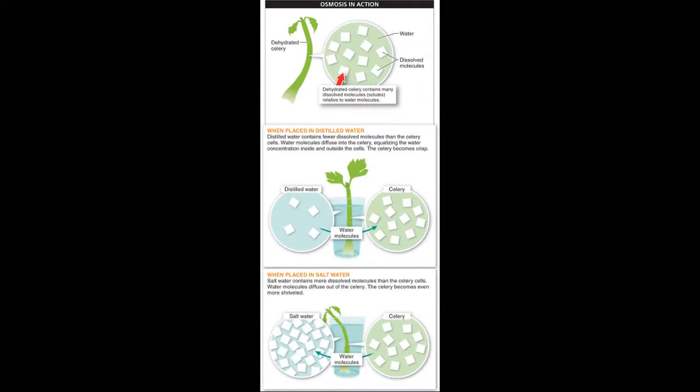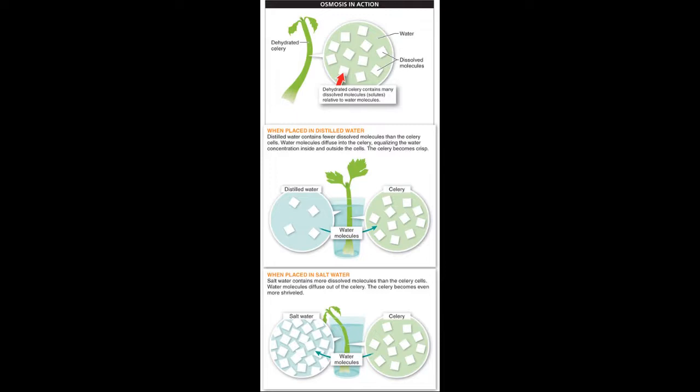You actually see osmosis in action in your own kitchen. Take a look at this image displayed here. If you take a stalk of celery, I guess that's what it's called, right? Yeah, if you take a stalk of celery and leave it on the counter for a couple of hours, what's going to happen? Well, as the water evaporates from the cells of the celery stalk, it's going to shrink and become flimsy and limp.